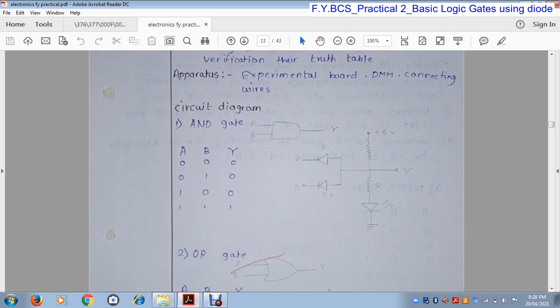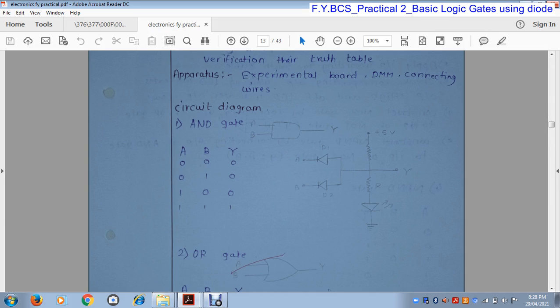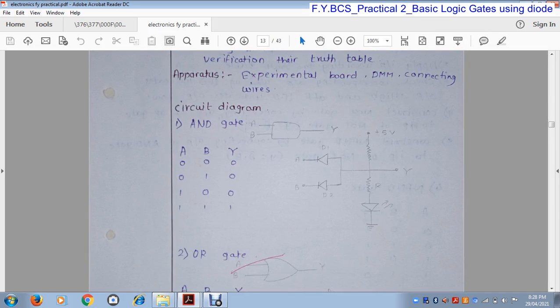For input A, we use diode D1, and for input B, we use diode D2. Now for the output, we use an LED. So this is the LED. The LED represents the output.